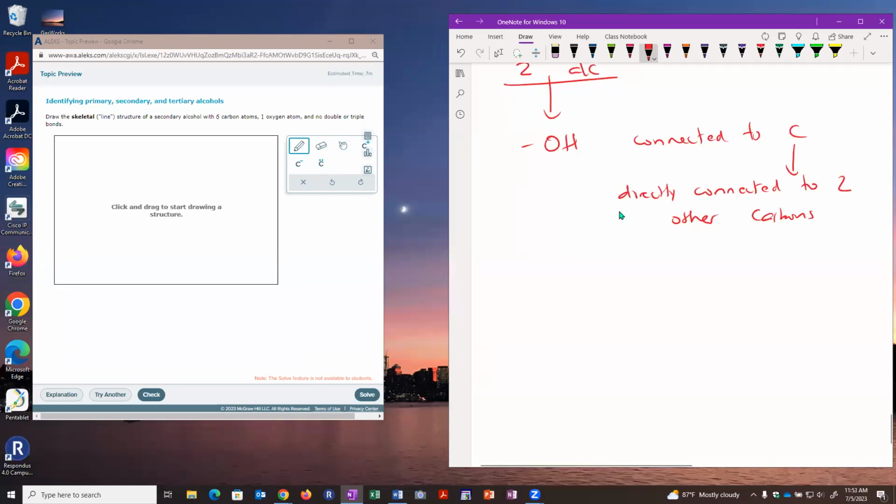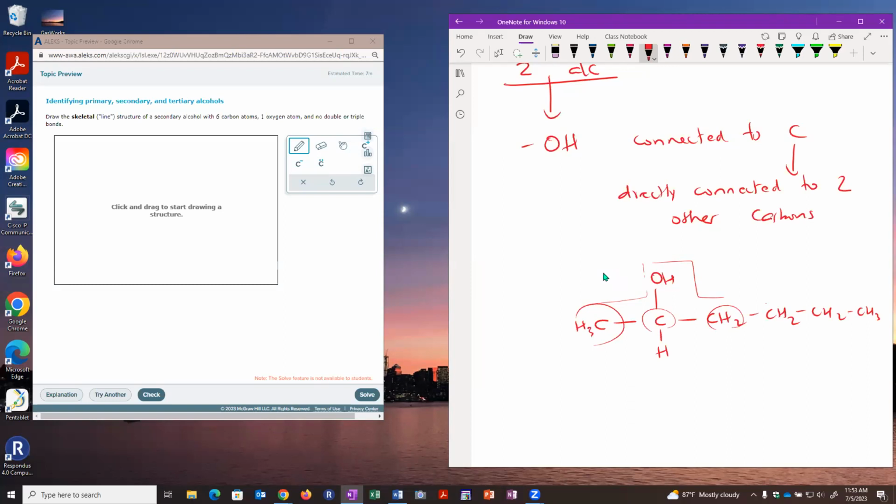So I have my OH connected to a carbon, and then that carbon needs to be directly connected to 2 other carbons. And then we'll just identify or fill in the remaining parts of the description, right? So this here, this identifies this as a secondary alcohol. I can then go ahead, fill in this hydrogen, this carbon, I'm sorry, needs to be connected to 1 other H. And then I can just make up the remaining carbons, right? So I can have a CH3 on one side. So 1, 2, 3, 4, 5, and then 6.